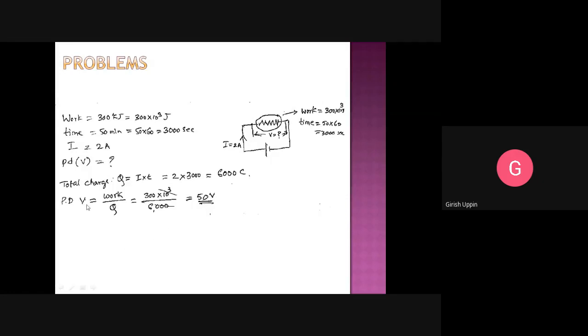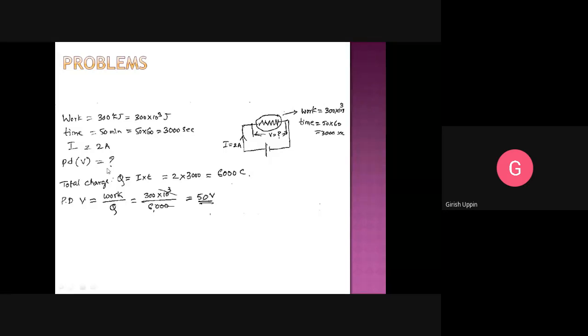Okay, where we have V is equal to potential difference is equal to work divided by Q. This particular example uses that particular formula. If you remember that formula, it is good. So here they have given the work, 300 kilojoules. You convert that into joules, that is 300 into 10 raised to 3 joules, and time you convert into seconds, that is 50 into 60, that is 3000 seconds, and current is given.